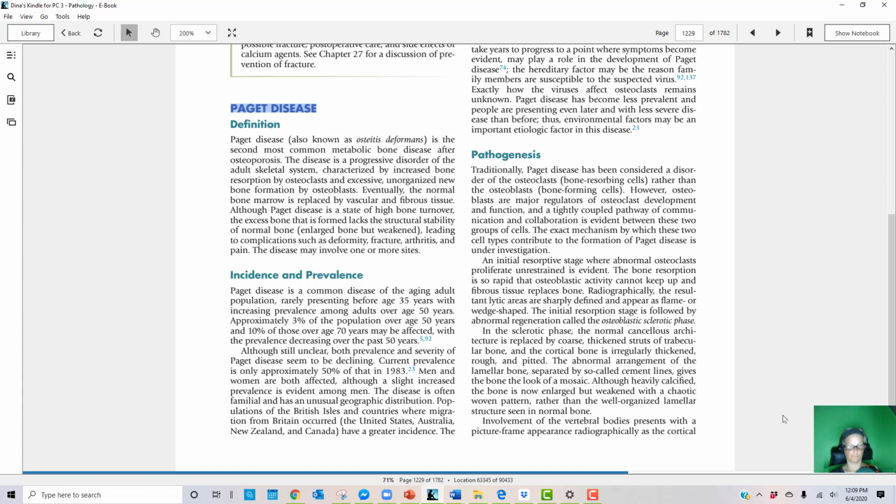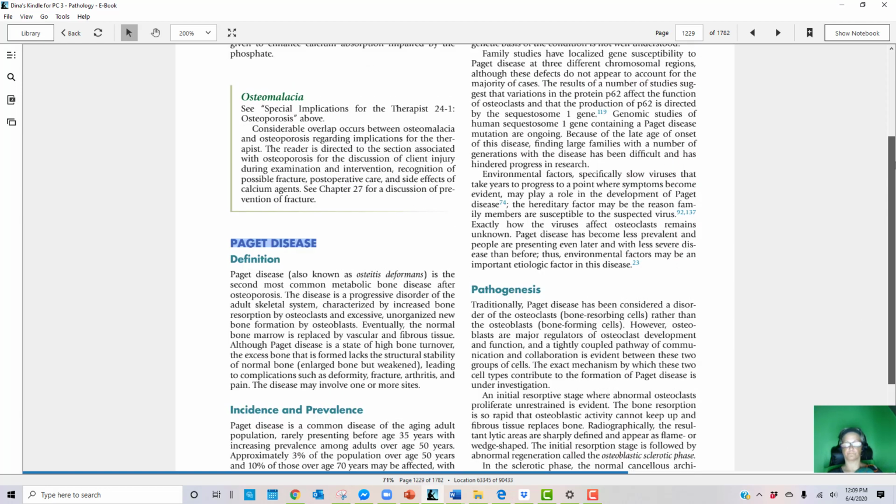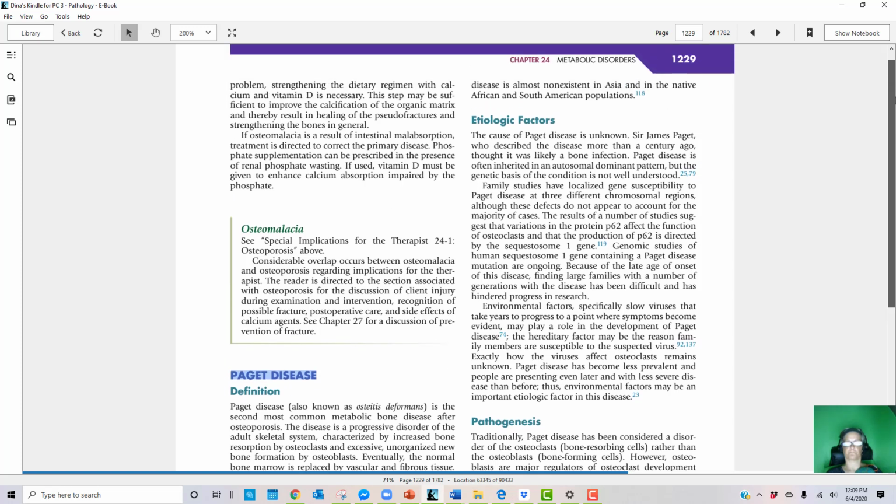Although still unclear, both prevalence and severity of Paget disease seem to be declining. Current prevalence is only approximately 50% of that in 1983. Men and women are both affected, although a slight increased prevalence is evident among men. The disease is often familial and has an unusual geographic distribution. Populations of the British Isles and countries where migration from Britain occurred, the United States, Australia, New Zealand, and Canada, have a greater incidence. The disease is almost non-existent in Asia and in the native African and South American populations.